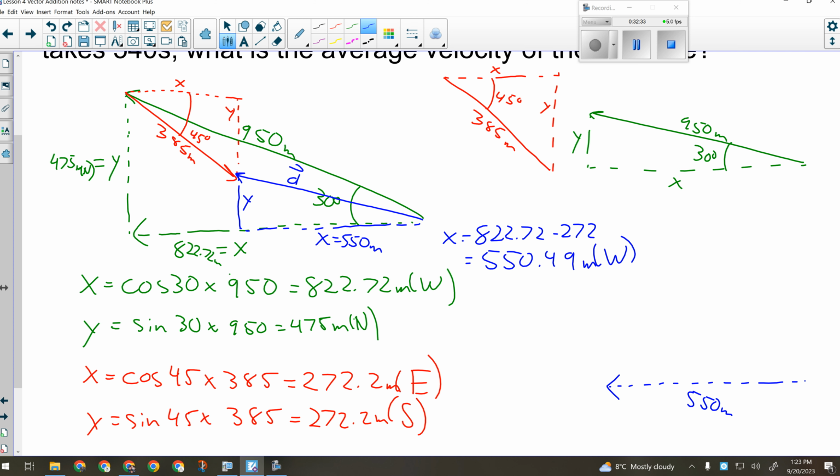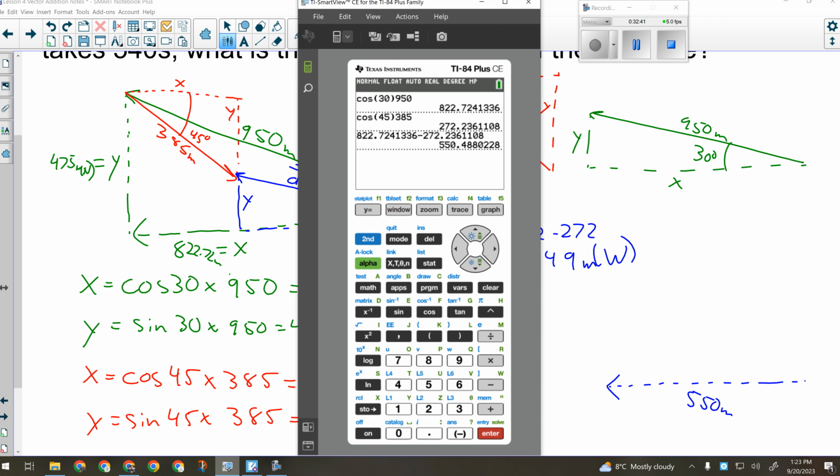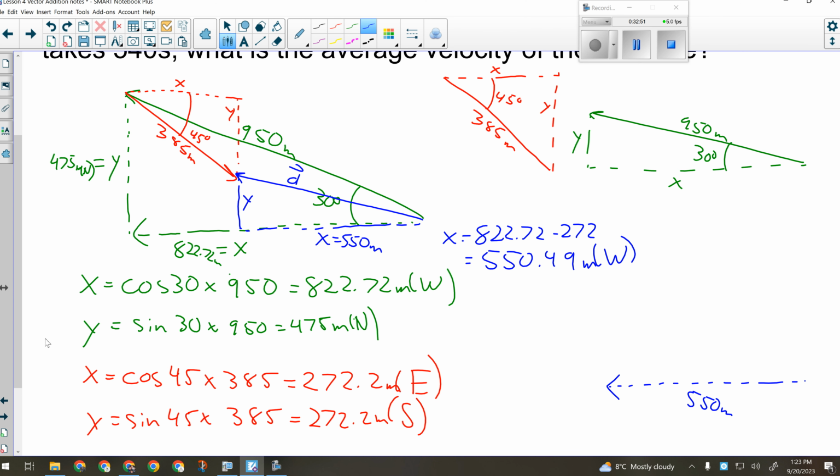All right, next thing I've got to calculate is the y. So I'm going to take my 475 and subtract my 272. So 475 minus that 272 is going to leave me with, sorry, it was 202. Then I go up like this, and I say that's 202.72, and I draw my hypotenuse.